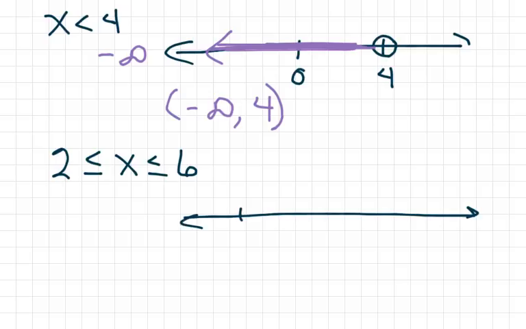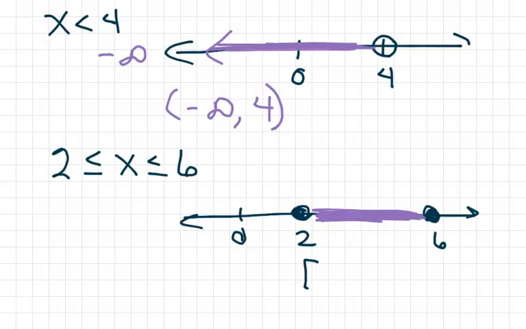Alright, I'll put 0 over here because we're at 2 and we're going to 6. Since it can equal it, I close it up and I shade in between. So it's all those numbers, including all decimals, fractions, all that. So that's closed interval 2, comma 6, closed interval. That's your interval notation.